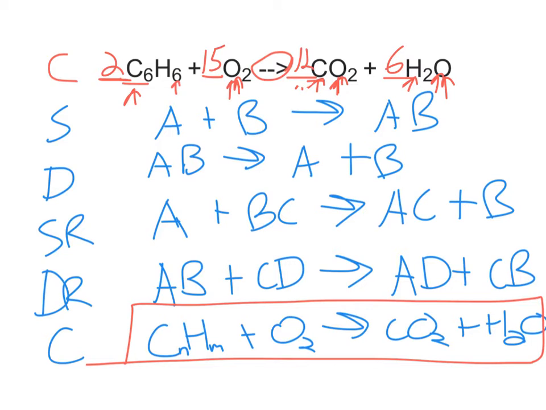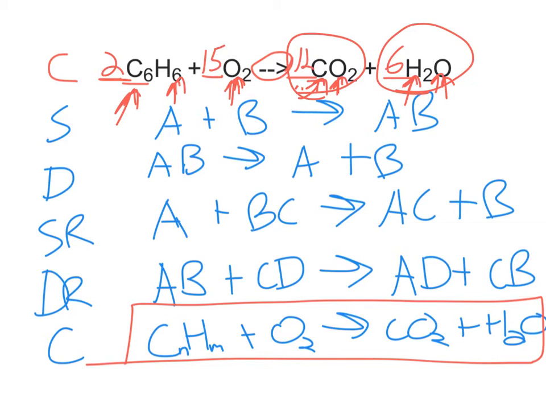Now, if you count everything up, that should balance out. So let's make sure. That's 12 carbons, 12 carbons, 12 hydrogens, 12 hydrogens, 30 oxygens. This over here is 12 by 2, so that's 24, plus 6 more oxygens right there. So 6 and 24 is 30 oxygens. So that is a balanced chemical reaction.